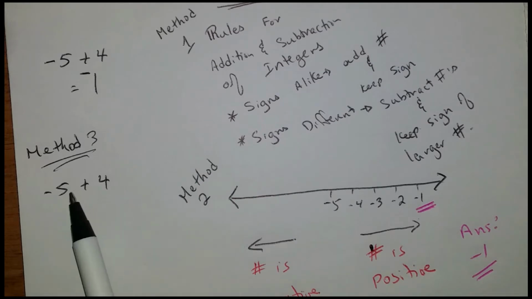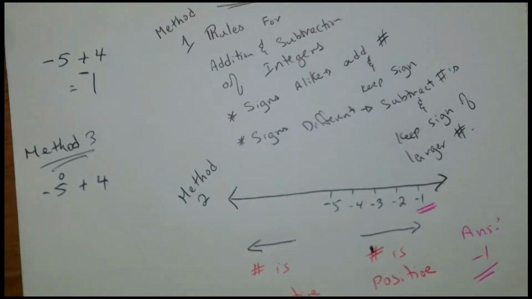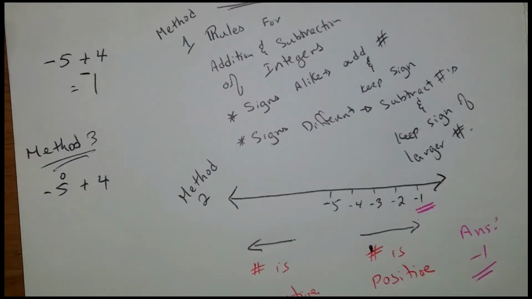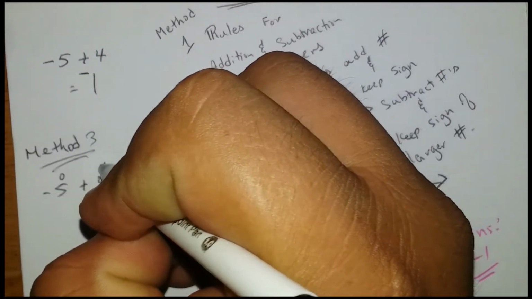So here, is the 5 negative? Yes. So let me write a little o on top of it, which means that I owe somebody $5, right? One of my friends, I owe $5. The 4 is positive, so that means that I have $4. So let me put it as H.